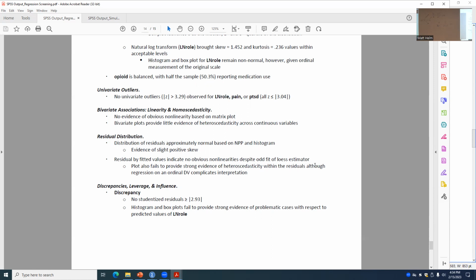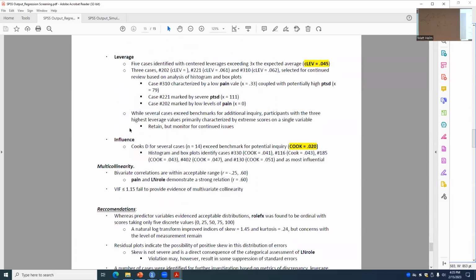Okay. Now we're getting down into our discrepancies, leverages, and influence. We've got no studentized residuals exceeding 2.39. Histograms and box plots failed to provide strong evidence of problematic cases with respect to predicted values of our outcome. So we're doing okay there. Okay. Leverage values: 5 cases identified as leverage, with leverages exceeding 3 times the expected average.